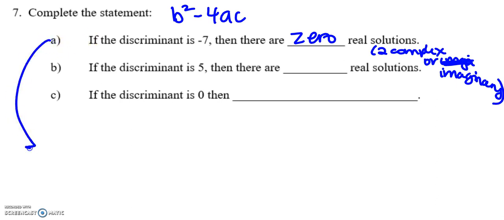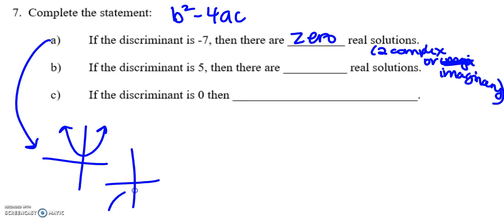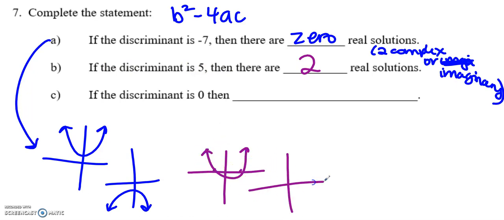So what that looks like on a graph is your parabola is sitting entirely above the x-axis, or entirely below the x-axis, because it's not going to cross the real number line of 0. If the discriminant is positive, then there are exactly 2 real solutions, which means your parabola is crossing twice, and either way, you're going to cross through that real axis of 0 2 times.